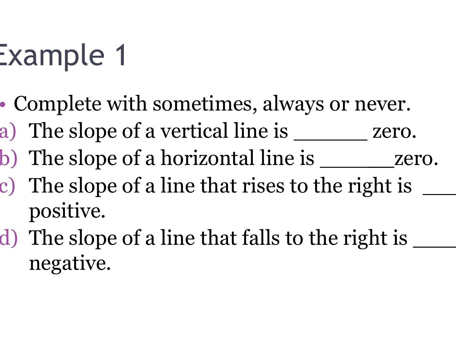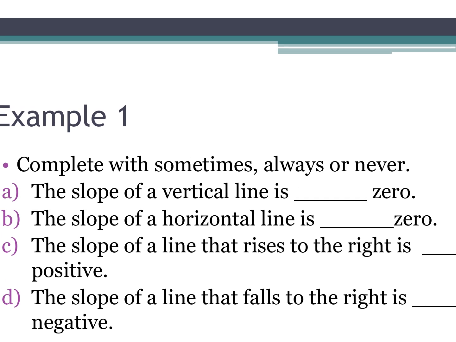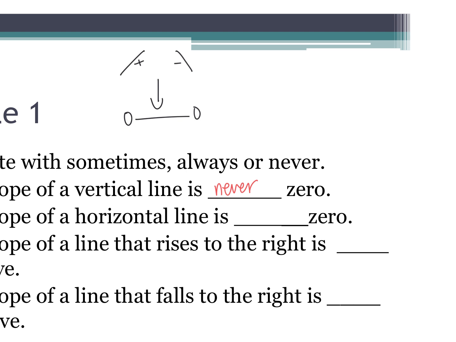So if it's asking the slope of a vertical line, remember your little slope face. If I decide to draw a vertical line, is that a 0 or undefined? Good, that's my little nose part. I have positive, I have negative, I have my undefined, and I have my 0. So the slope of a vertical line is blank 0. What would that answer be? Good, that is never 0. The slope of a vertical line is undefined. It is never 0, it is always undefined.